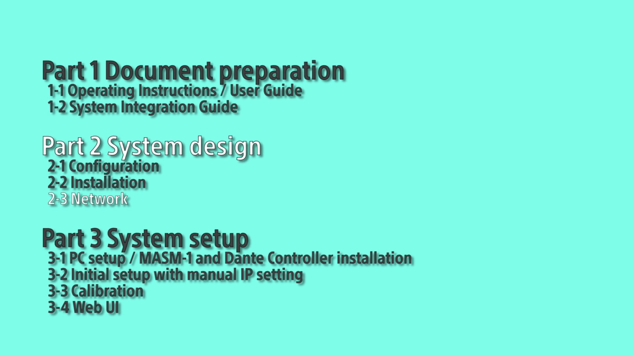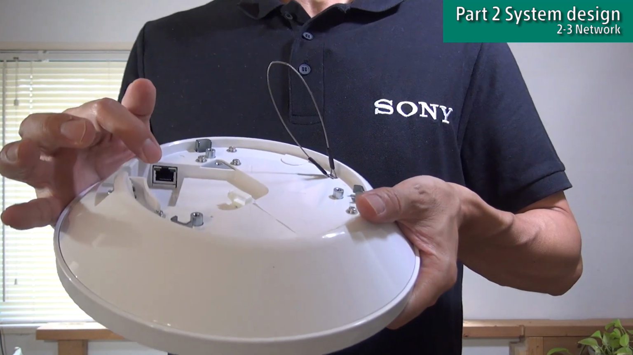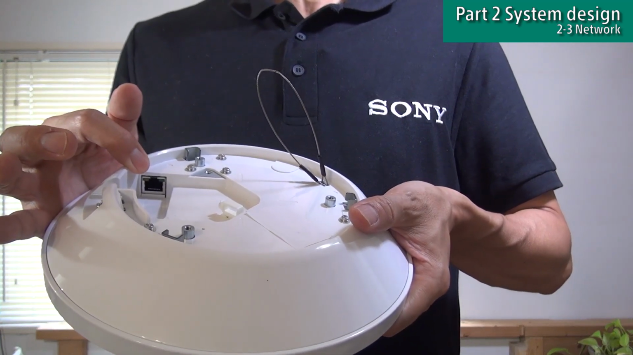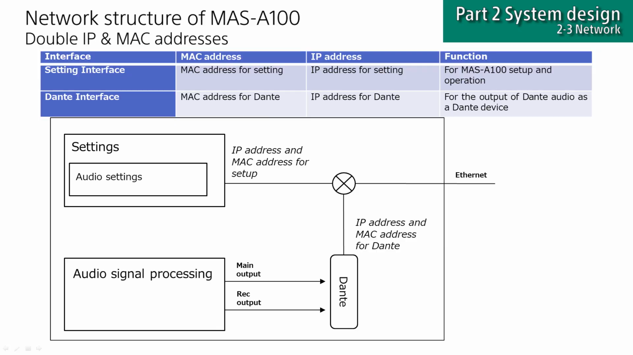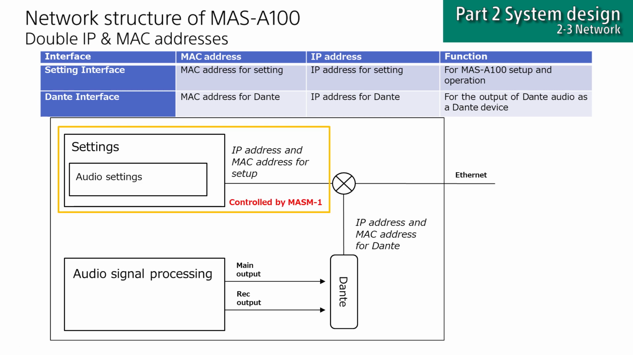Next, network. This is a beamforming microphone. It has a single network port, but in fact it has 2 IP addresses and 2 MAC addresses. One is for Dante controller and another one is for the beamforming microphone management software, MASM1.